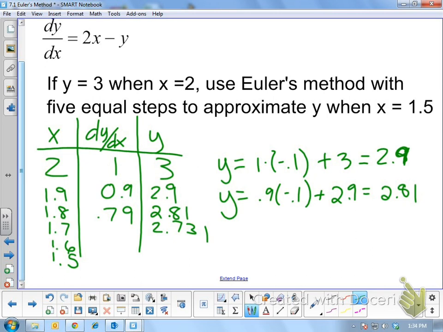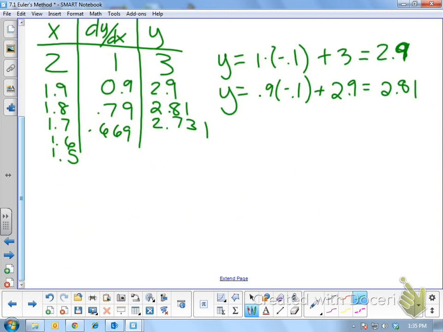The next slope would be 0.669. And if I'm not matching you two, let me know in case I make a mistake. So 0.669 should give you 2.6641. This should give you 0.5359.